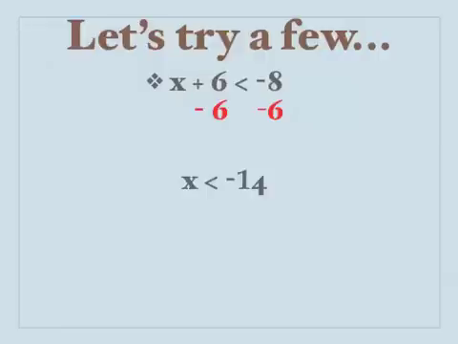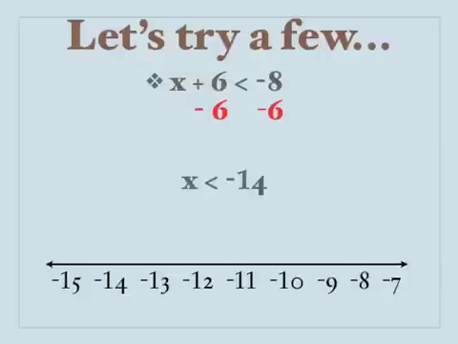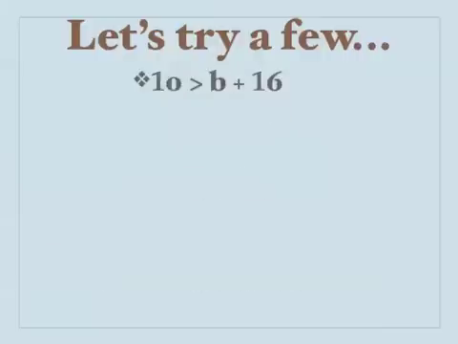My variable is already on the left side, so I'm ready to go ahead and graph. Obviously, on my graph, I need -14 on my number line. To graph x is less than -14, I need an open circle at -14, and I need to shade to the left because the numbers to the left of -14 are less than -14.